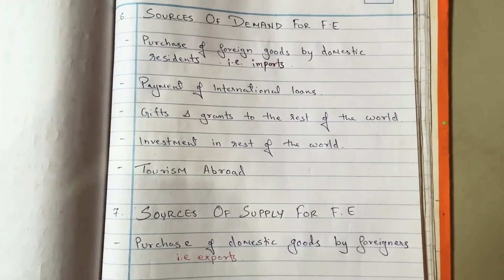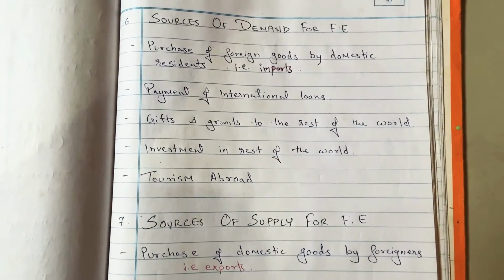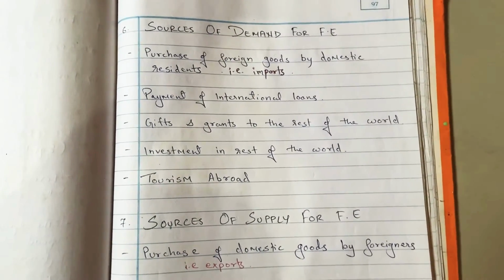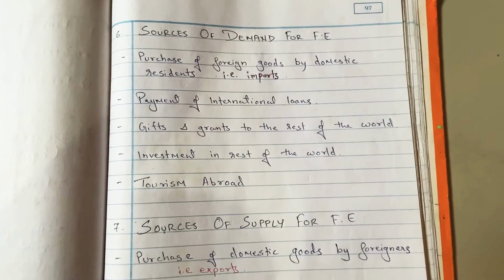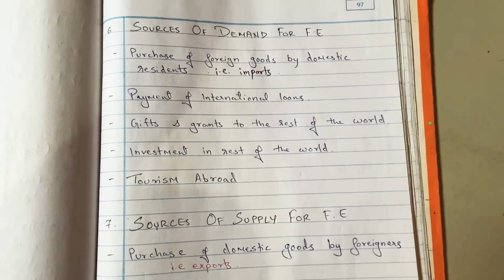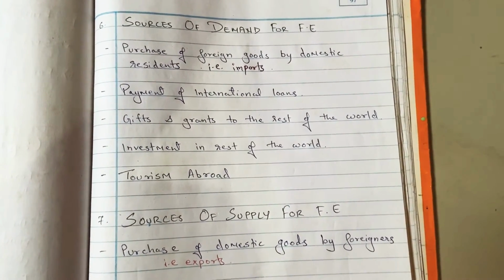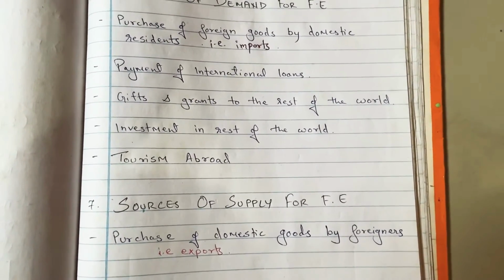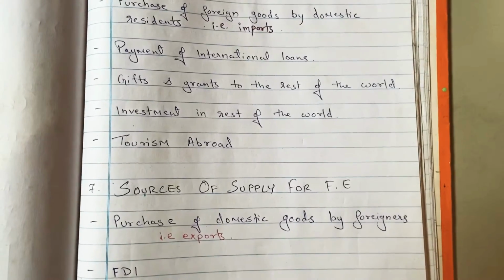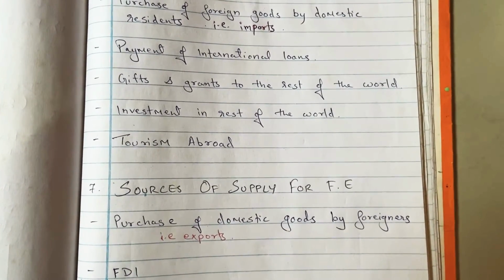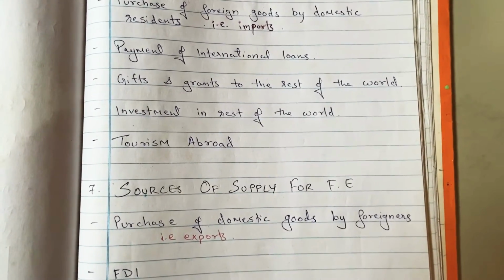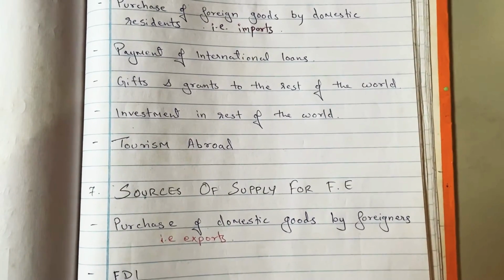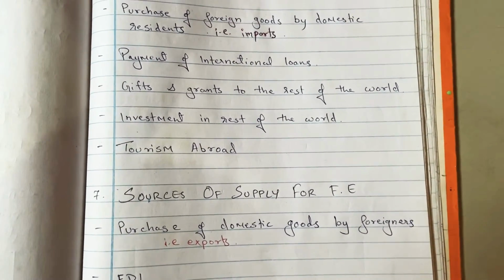For example, I want a Gucci bag. Gucci is an international brand. So if I want this bag, the importer will import it from a foreign country. So there is demand for foreign exchange. The second one is payment of international loan. If any MNC has taken an international loan, then they have to repay that loan in foreign exchange.